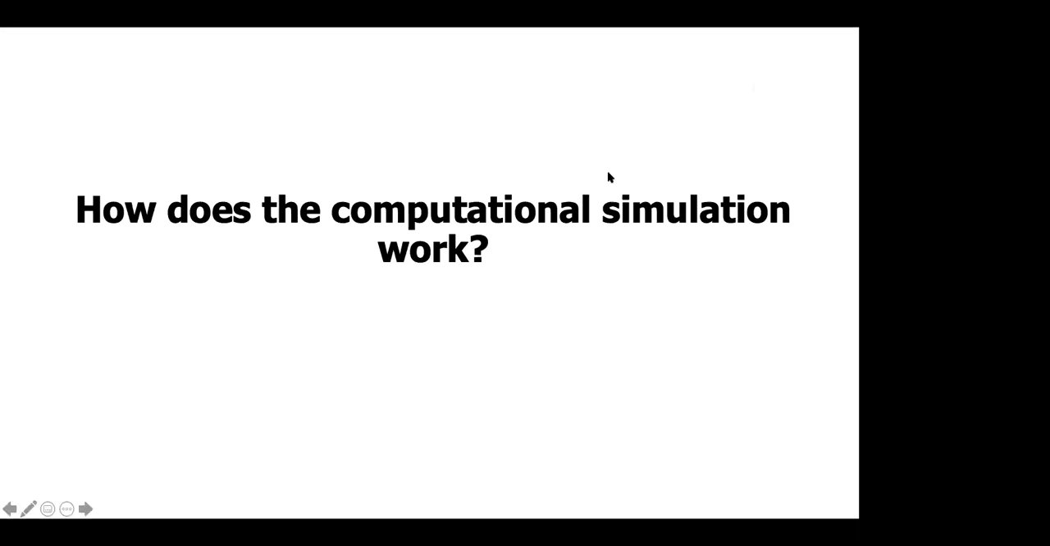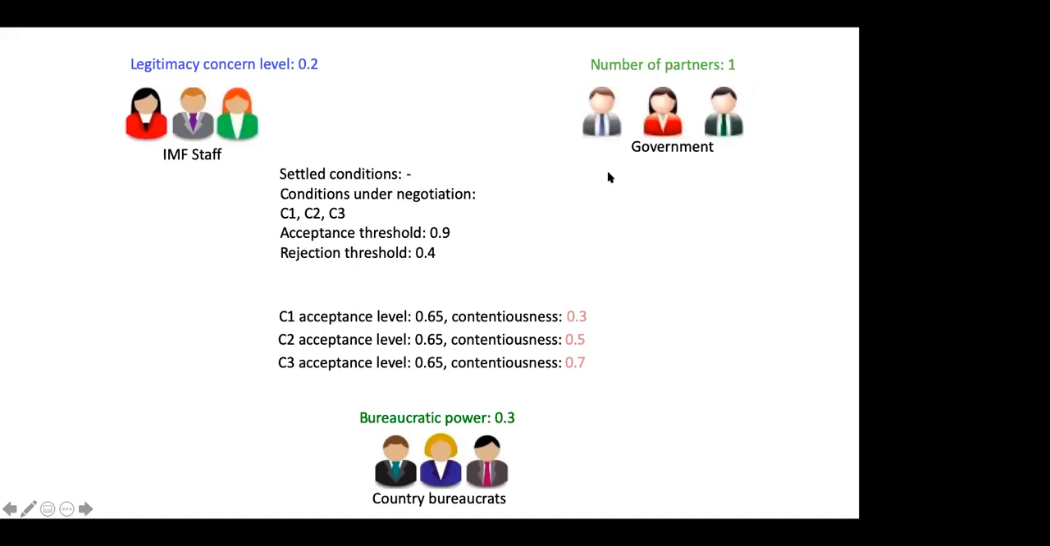So here is how the demo works. The simulation starts with a list of conditions to be negotiated, as I said. In the experiments, the number of conditions to be negotiated was set to 20, but here in this sample simulation, we have 3 conditions, C1, C2, and C3, for simplicity. All conditions have an acceptance level attached to them, which changes according to the preferences of the IMF staff and the borrowing country government as negotiations proceed.